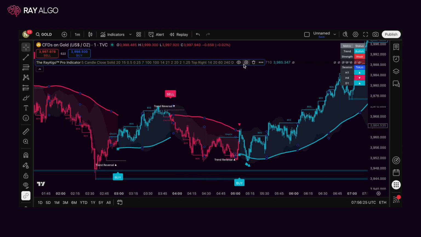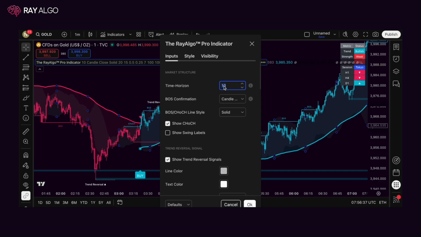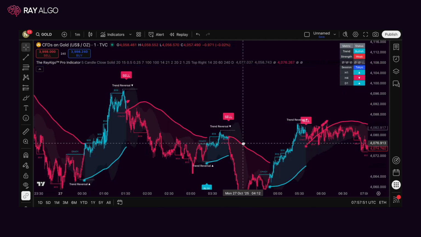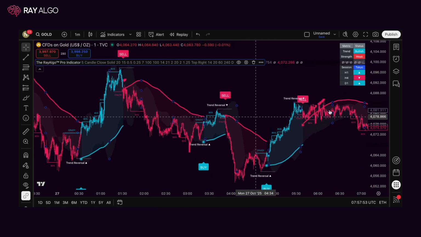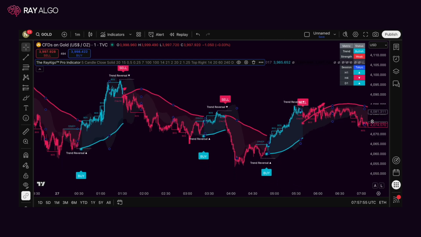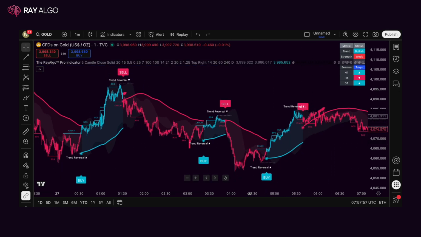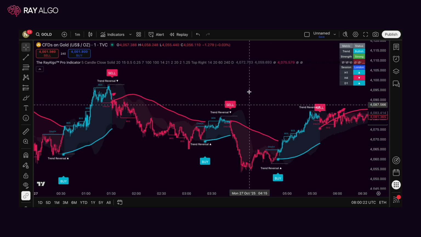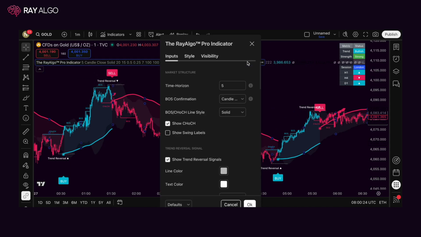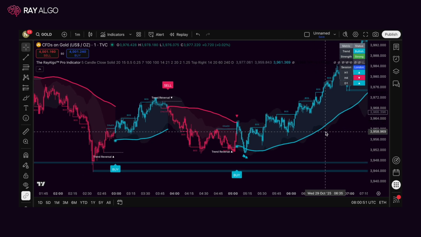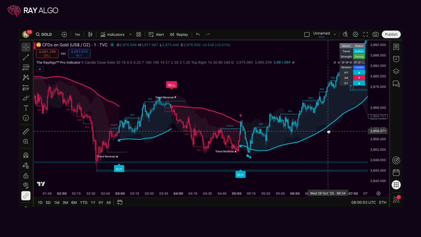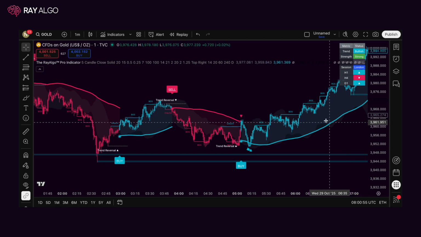As an example, let's lower time horizon to 5. Notice how RayAlgo reacts quickly to smaller price movements, labeling many swing highs and lows. This is ideal if you prefer scalping or short-term trading, where catching early micro trends matters. Now, default time horizon 10. The default setting of 10 provides a good balance between responsiveness and reliability, highlighting significant swings without being too noisy. This works well for most trading styles.